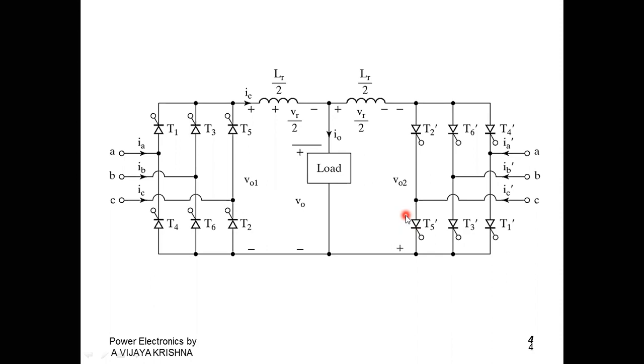In the next class, I will explain the mode with circulating current. We have the functional mode classifications of dual converters: dual converter without circulating current and dual converter with circulating current. In the next class, I will explain the dual converter with circulating current. Okay, thank you.